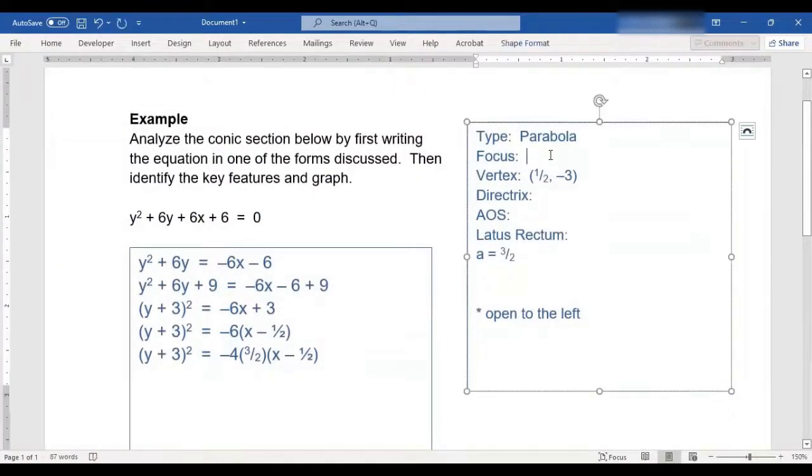So let's go ahead and write that in. Sorry if you heard that noise. My cat is jumping around things now.